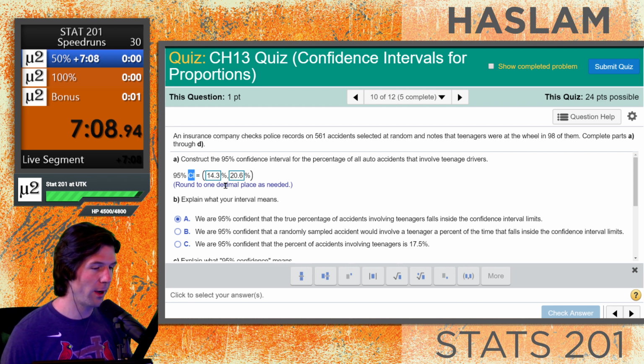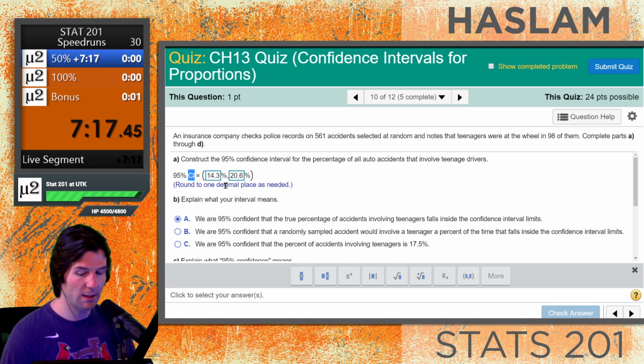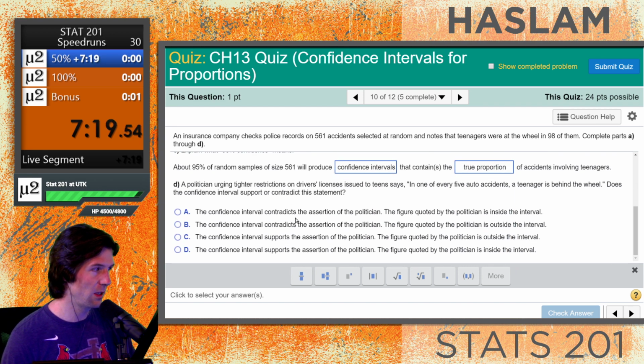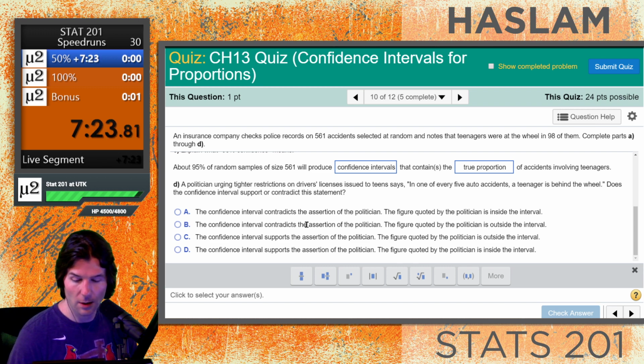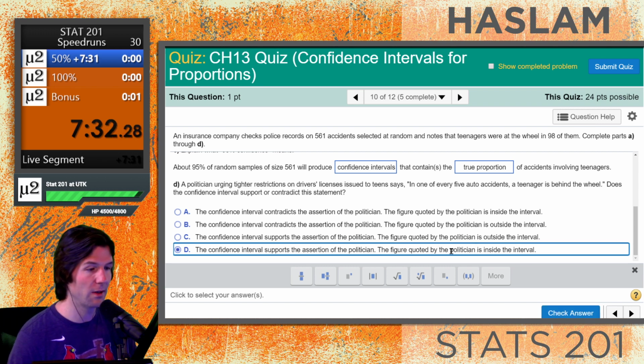We should believe the random politician's claim because it's in the interval. Since it's in the interval, the confidence interval contains the assertion of the politician. The confidence interval supports the assertion of the politician because it's inside of it. Does that make sense right there?